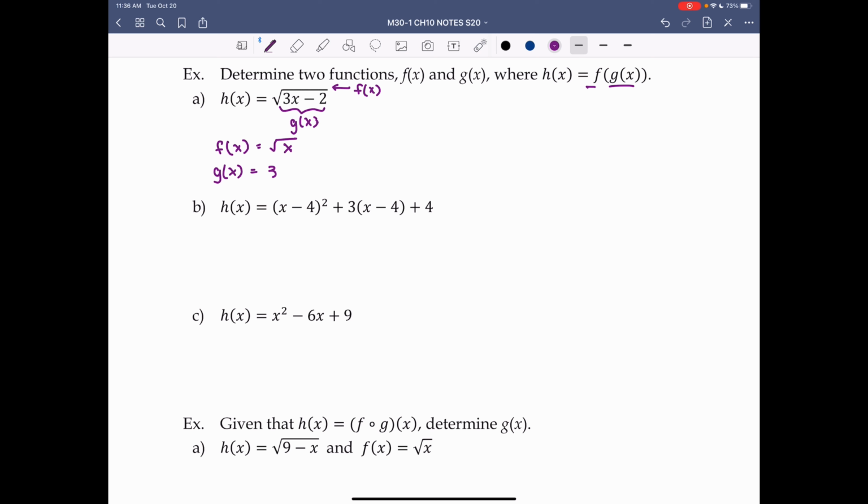equals 3x minus 2. Then if we sub g of x into f of x, we would get the square root of 3x minus 2. Then f of g of x equals f of 3x minus 2, which equals, f of x is the square root of x, and x is now g of x, which is 3x minus 2. So the square root of 3x minus 2, which equals h of x.